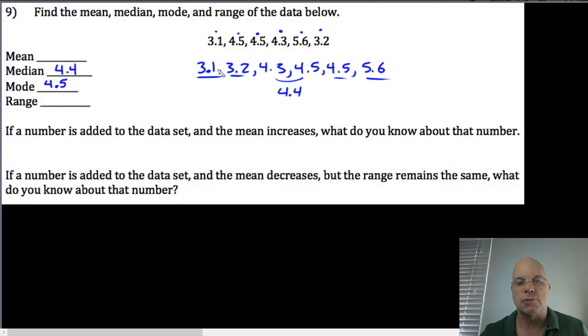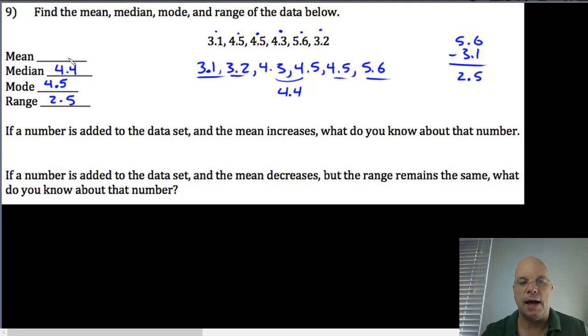The range, subtract the smallest from the largest. So subtract 3.1 from 5.6, lining up my decimals so that my place values are lined up. 6/10 minus 1/10 is 5/10, and 5 wholes minus 3 wholes is 2 wholes. So 2 5/10 is the range.